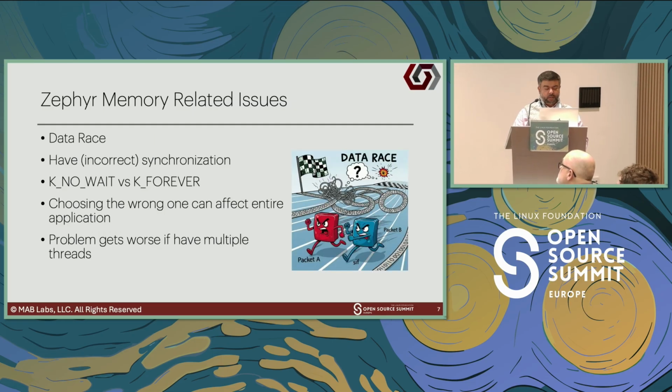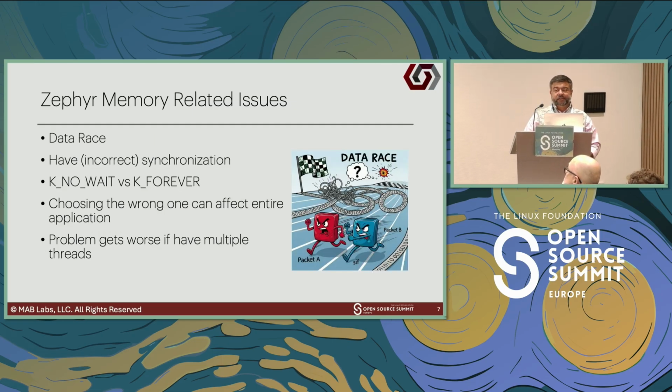The other issue is that you can also have incorrect synchronization. Again, this is just some personal experience. I've seen issues, or I've implemented incorrectly, K_NO_WAIT versus K_FOREVER, if you're accustomed to Zephyr. So choosing the right one to use depending on what your thread is doing specifically can be really important. If you choose the wrong one in the wrong thread, that can affect your entire application, because you may be confused as to which thread is writing to a particular variable and which is the reader, or they can be doing both.